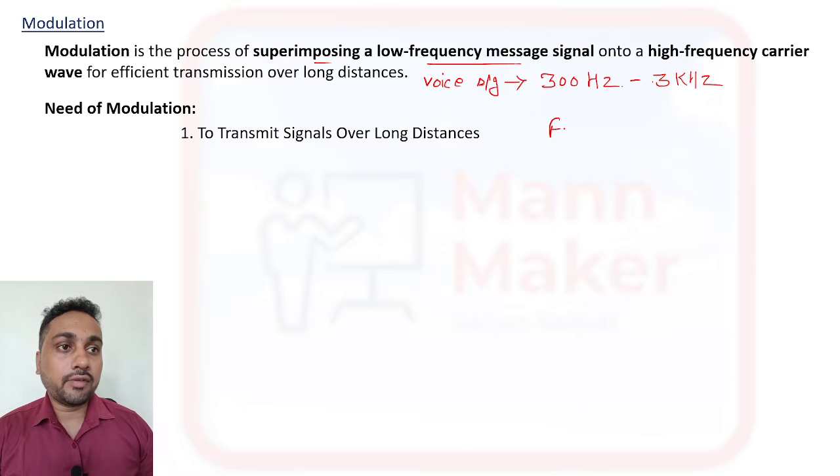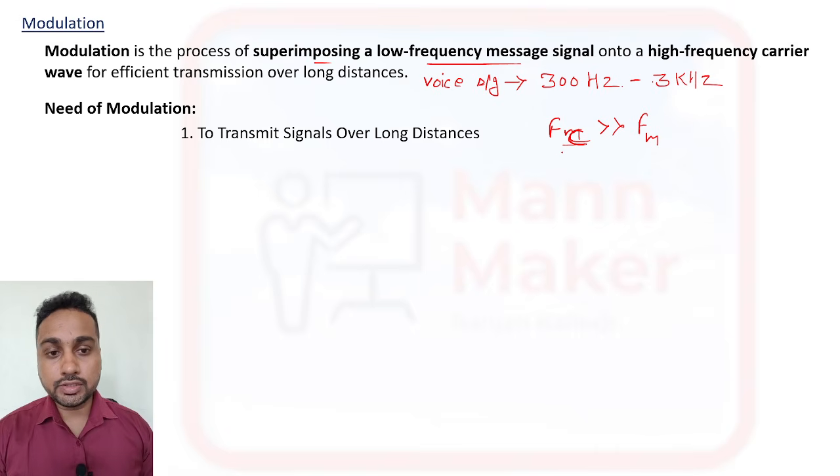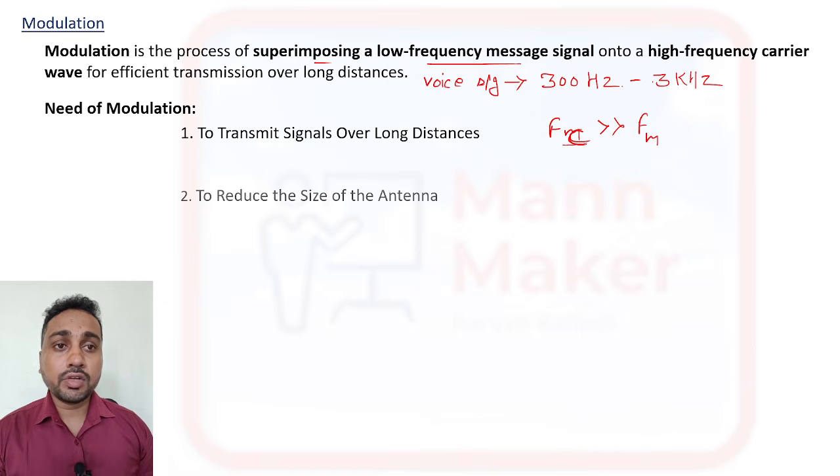Suppose fm is the message signal frequency. It should be much greater than, sorry, fc, the carrier frequency, that is high frequency, should be much greater than the message signal frequency. Then modulation will go perfectly. By doing this only we can transmit our signal a long way. So this is the first thing: over a long distance we need to transfer our information, so for that modulation is required.